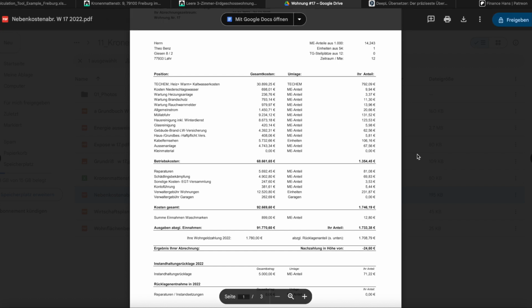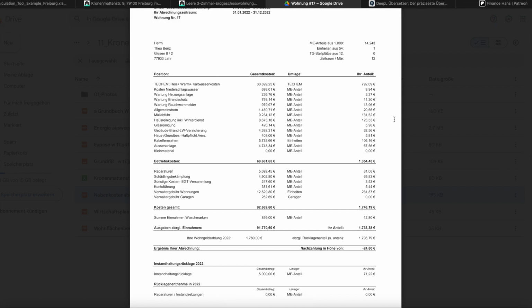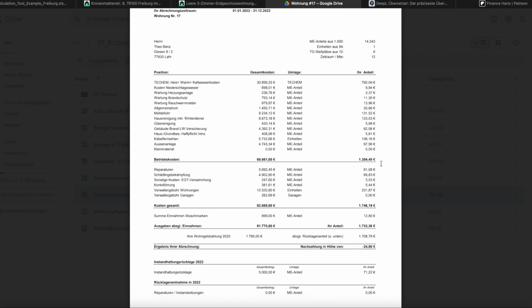What you can also see from these cost statements is which parts are the most expensive ones. For example, in this case here, the warm and cold water expenses are really high and make up a big part of these 1,300 euros. And that's some good information to have as well.